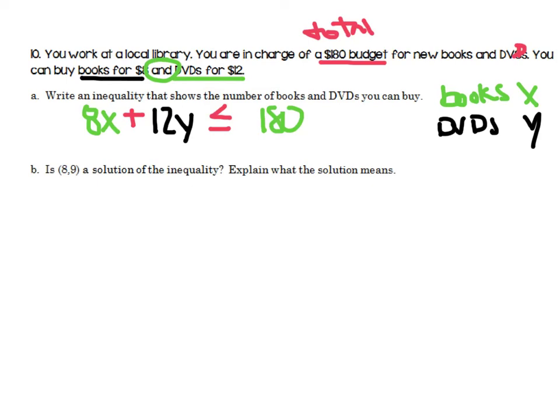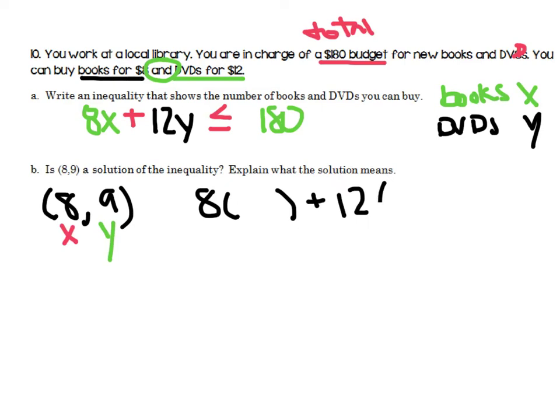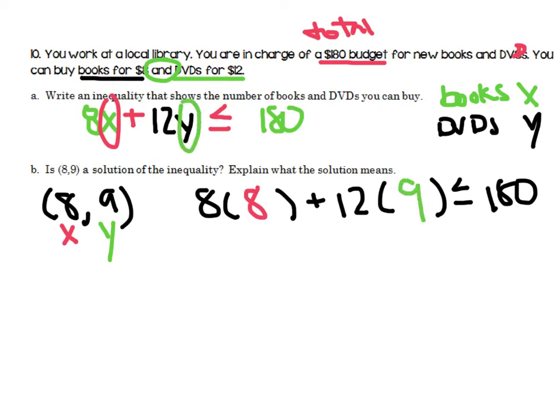Next question, part B. Is (8, 9) a solution of the inequality? Okay, so let's break this down. (8, 9). I know 8 represents X, and I know 9 represents Y. So all we have to do is plug it in to our inequality that we already wrote and see if it's true. So where I see X, there's the first parentheses, and that number is supposed to be 8. The second parentheses is supposed to be the letter Y, and that's 9. So go ahead and pause this and try and work it out yourself.